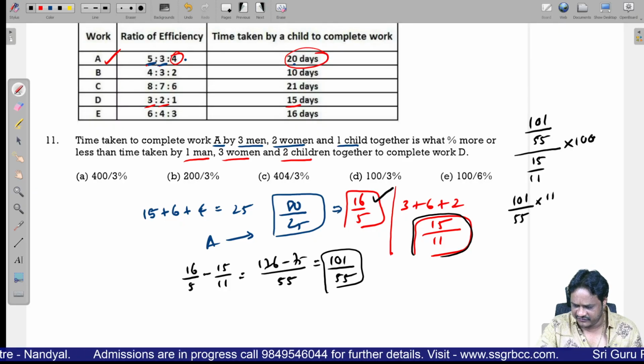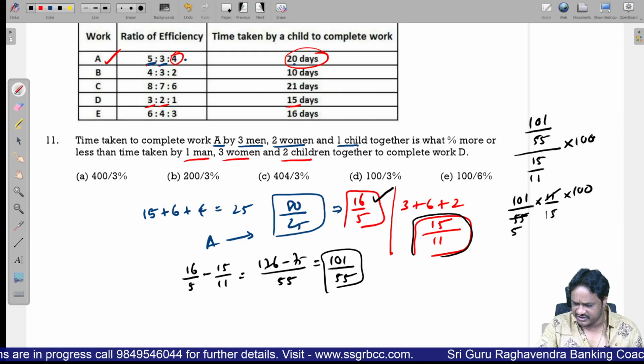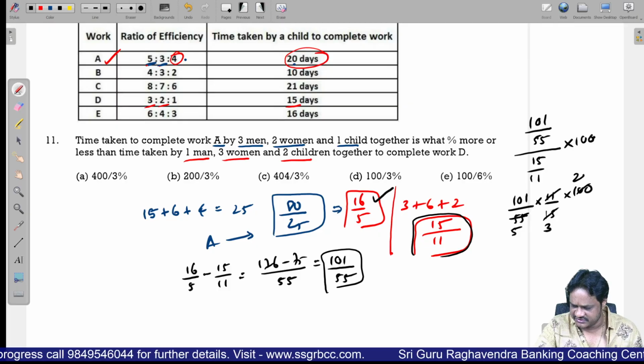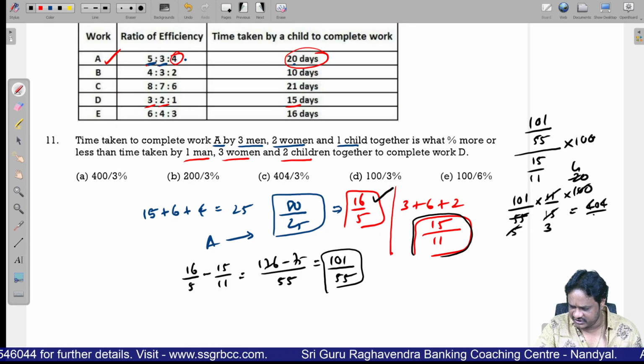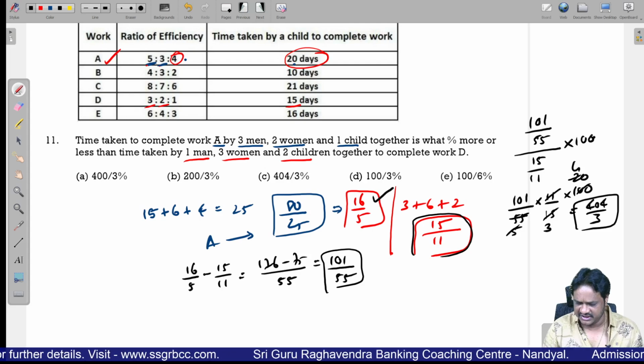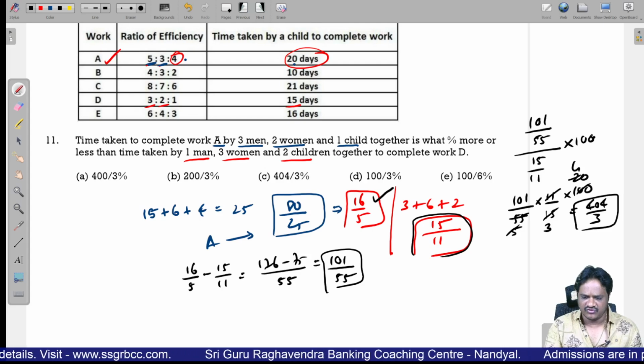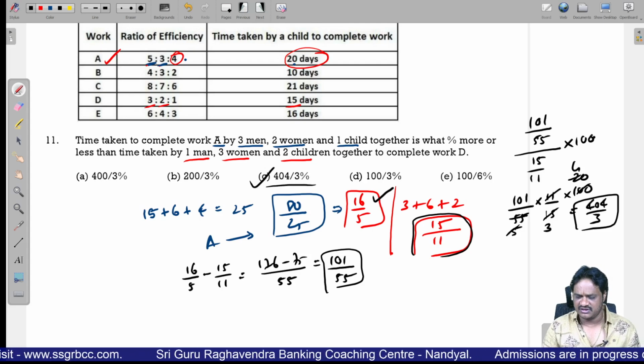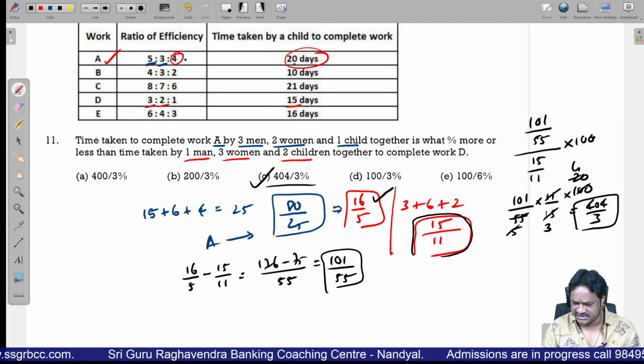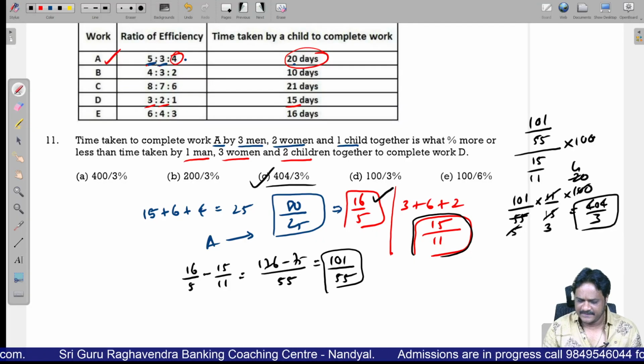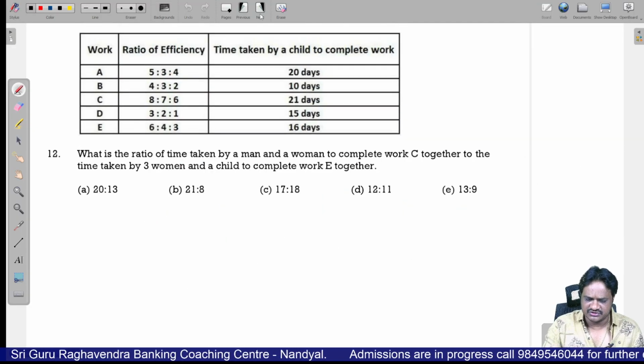101 by 55 into 11 by 15 into 100. 11 ones, 11 fives. 5 threes, 5 twenties, 5 ones, 5 fours. We are left with 404 by 3. The correct answer is 404 by 3%. Option 3 is the correct answer. Let us see the next question.